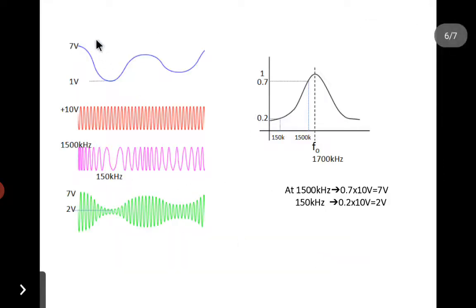So here we have a message signal with a maximum amplitude, I am going to assume it as 7 volt, and a minimum amplitude of 1 volt, and a carrier with a maximum amplitude of plus 10 volt and minimum of minus 10 volt. Now what happens in FM? As the amplitude of the message signal increases, the frequency of the output signal increases. So this high frequency is 1500 kilohertz.